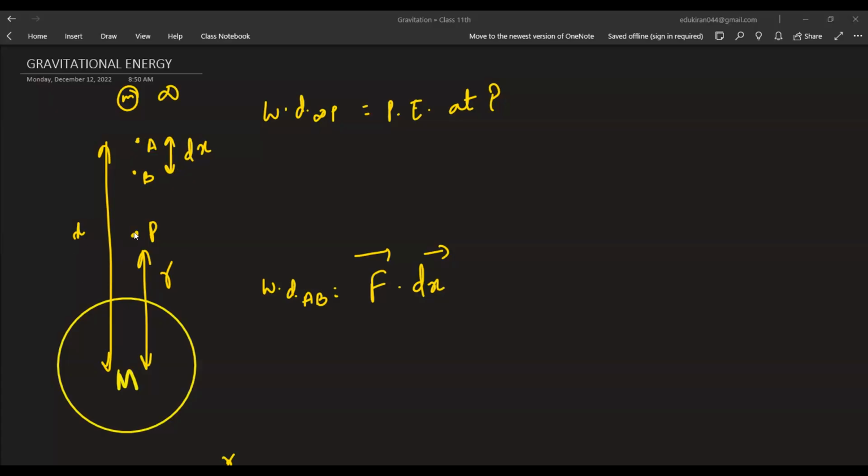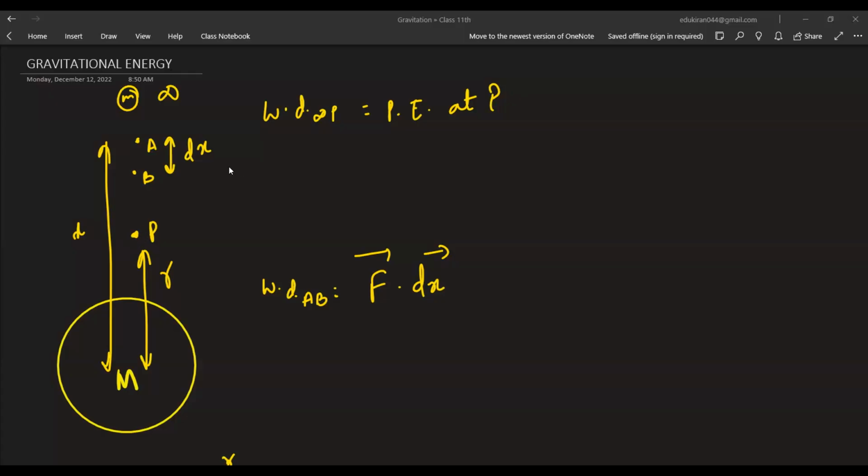And let's say this is a random point P, at which we are bringing. So this x we have just taken to show the separation of a point from the center of Earth, so that we can apply dx. But our point of calculation is let's say P. From infinity, we are bringing it to P point.